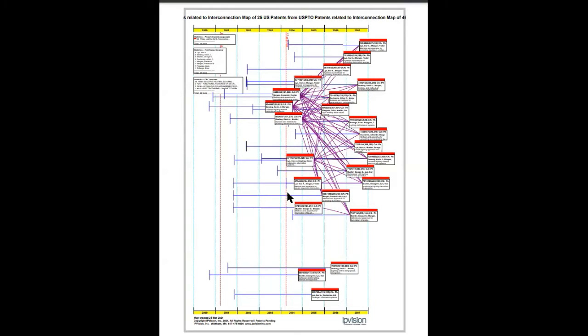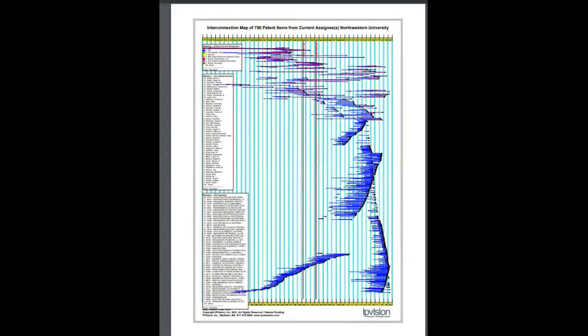These maps can be created either by looking at a technology area or a particular company or an organization. By looking at these maps, you begin to understand something about the organization. For example, this is a map of the patents of Northwestern University. Notice how there is very little cross-citation.